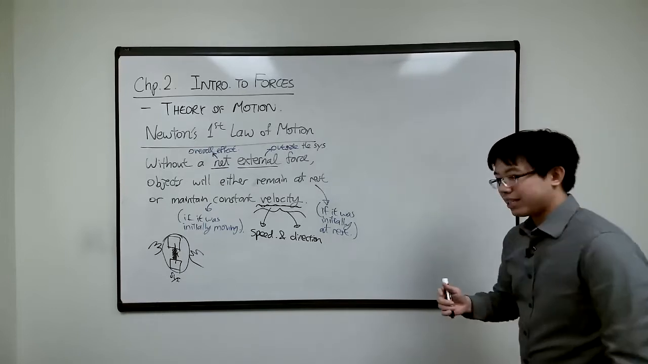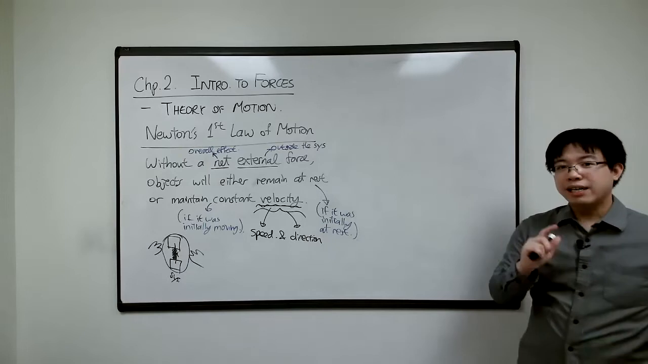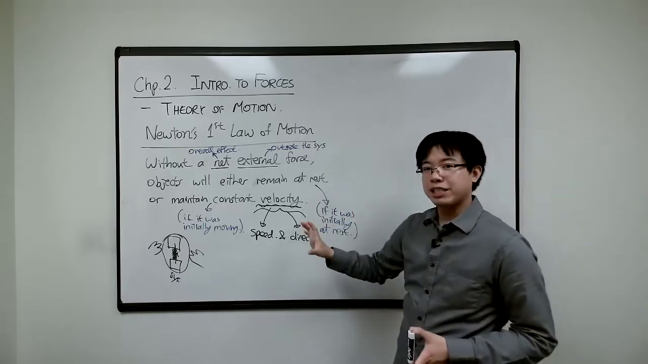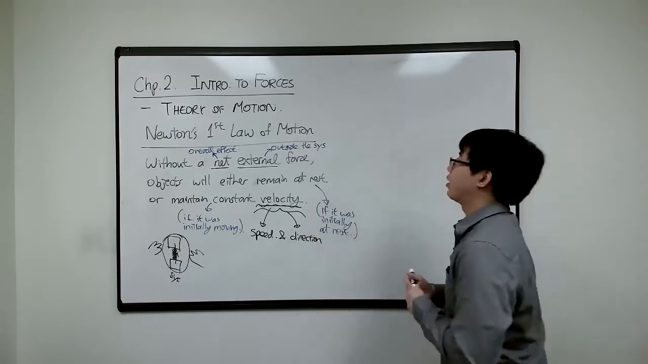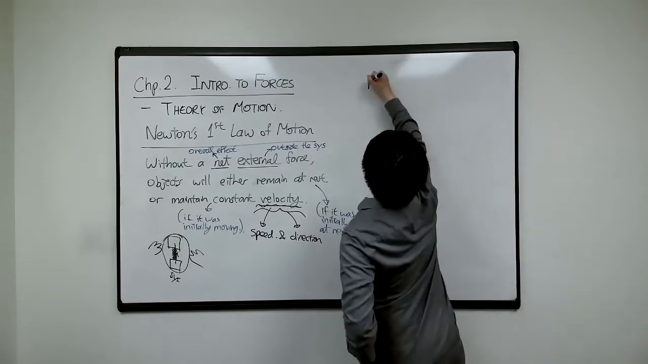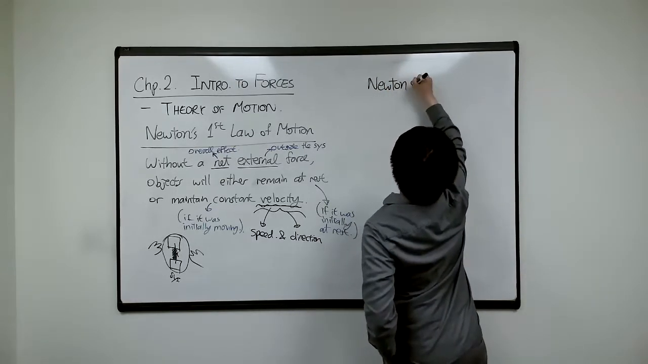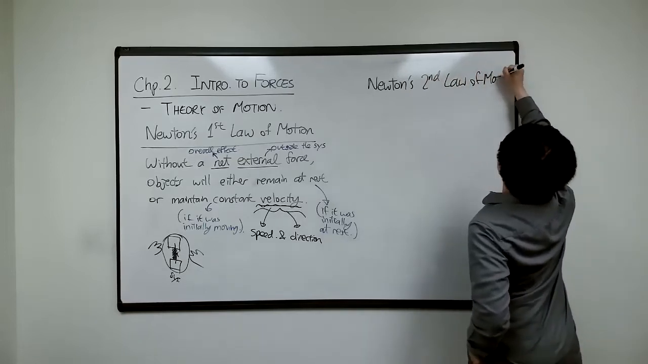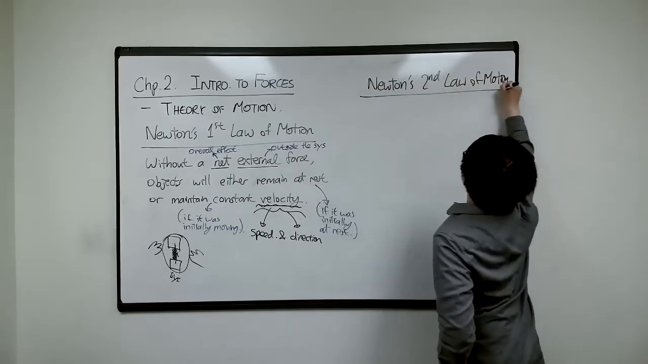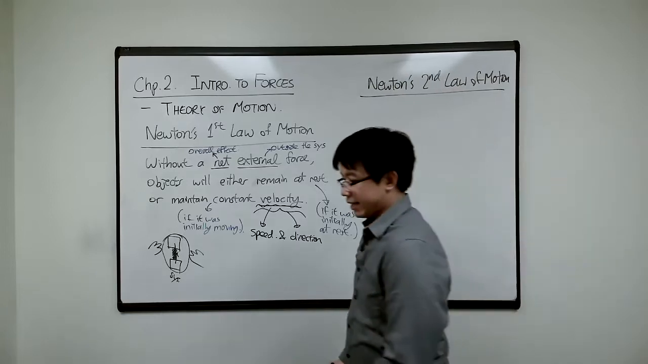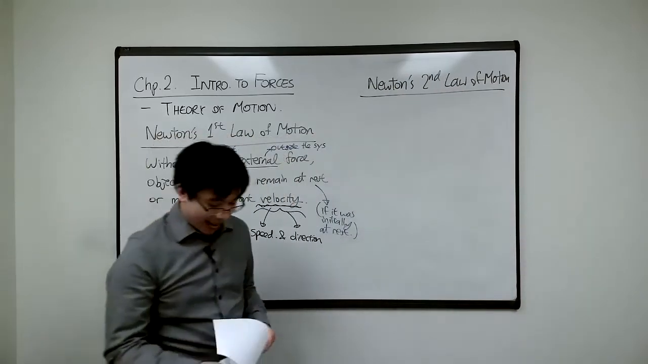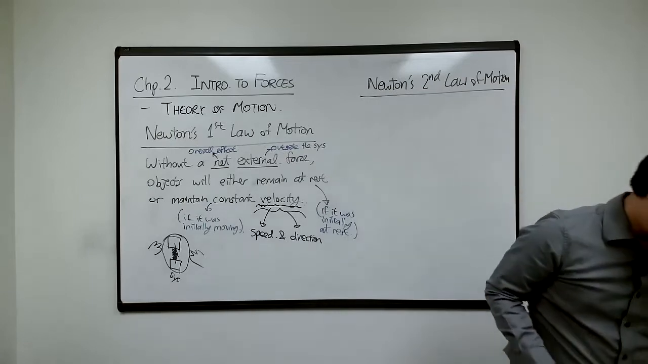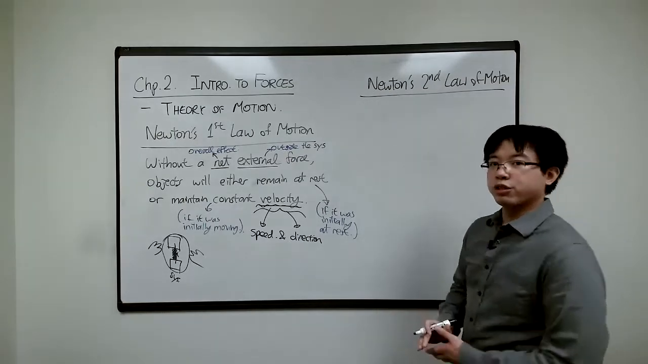So Newton's second law tells us that it will change the velocity, right? And that's what we call acceleration, okay? So let's write that down. So this is Newton's second law of motion. Okay. So what he says is that if there is a net external force, objects will accelerate in proportion to that force.